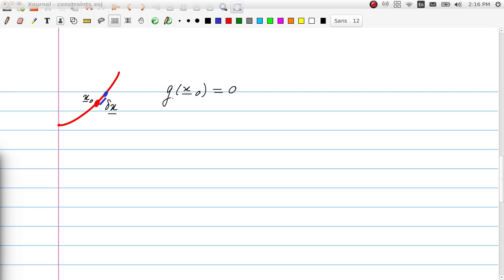Now we want to show this more formally. So suppose we have here the red path, which obeys g(x) = 0, and we take a point on that path. So let's take as the point x_0, and we move a little bit away from x_0. At x_0, obviously g(x_0) is 0, because that should be the condition that x_0 lies on the path.